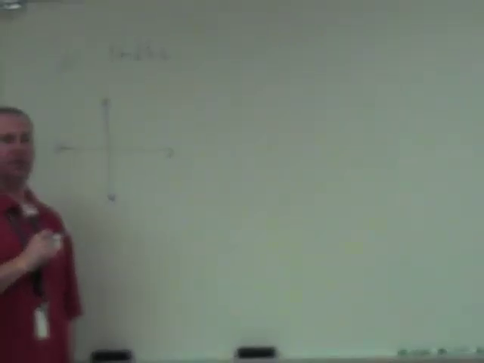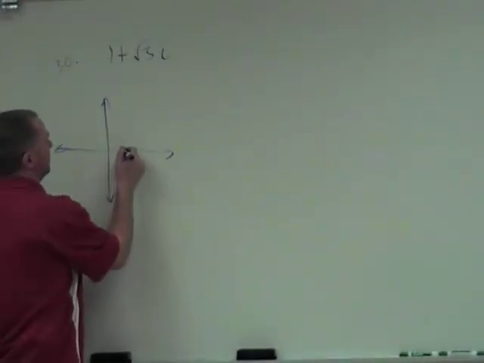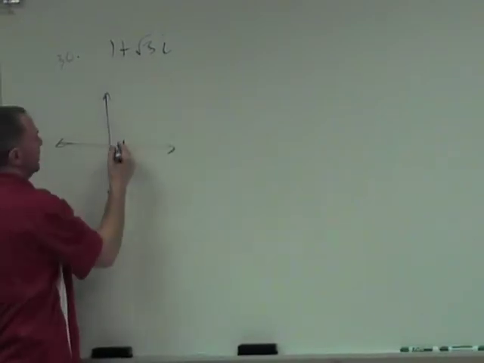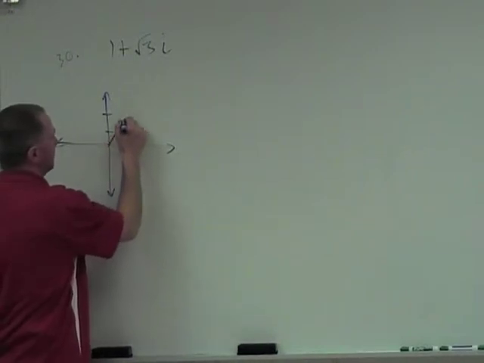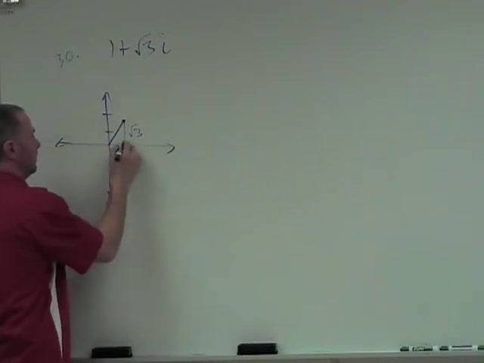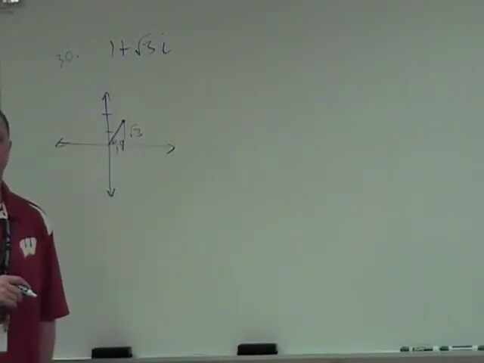Abby's the only one who can graph. Over 1 and up radical 3, which is 1.7. So about right there. So here's where I'm at. This is your radical 3 and this is 1. I need to know theta. First of all, what's step 1? What did I tell you step 1 was?